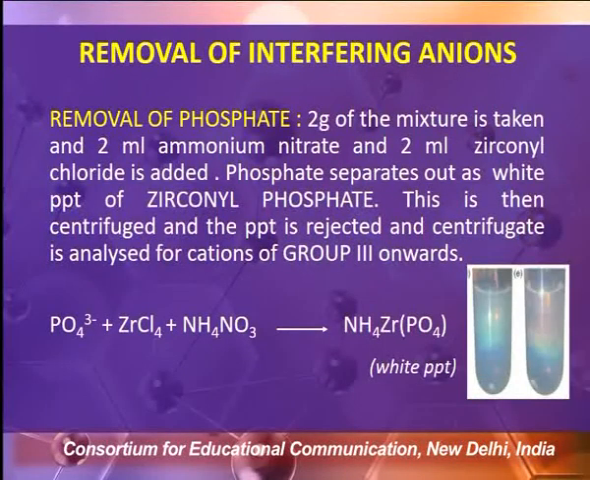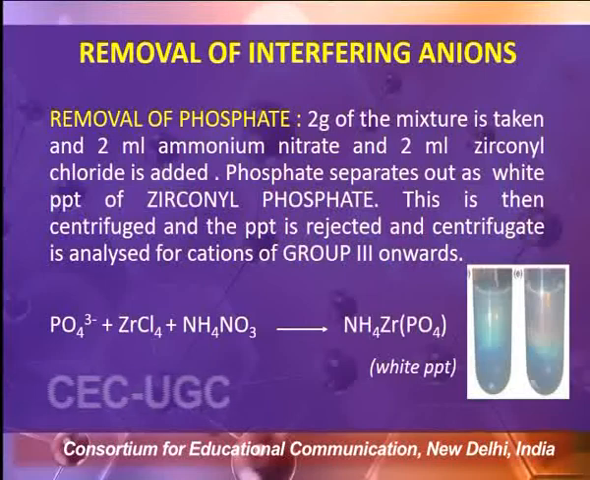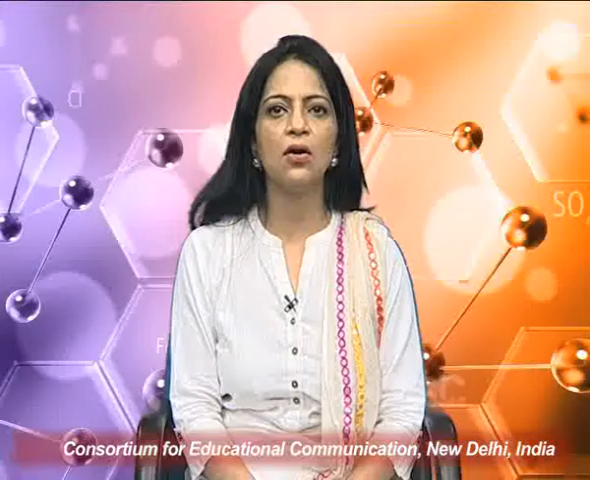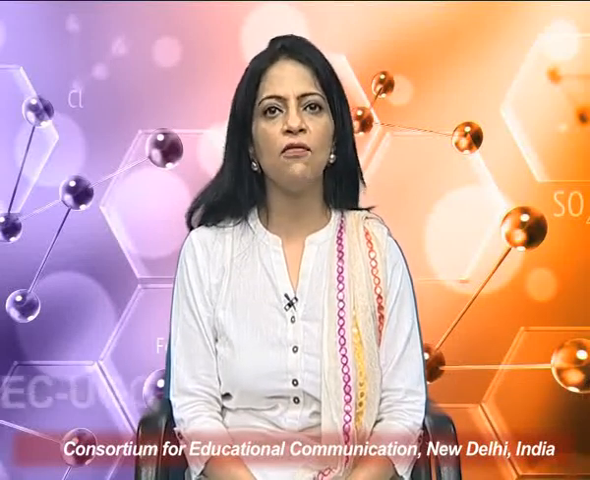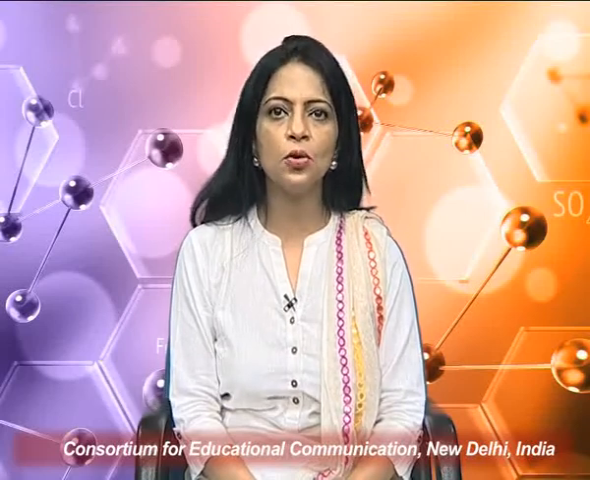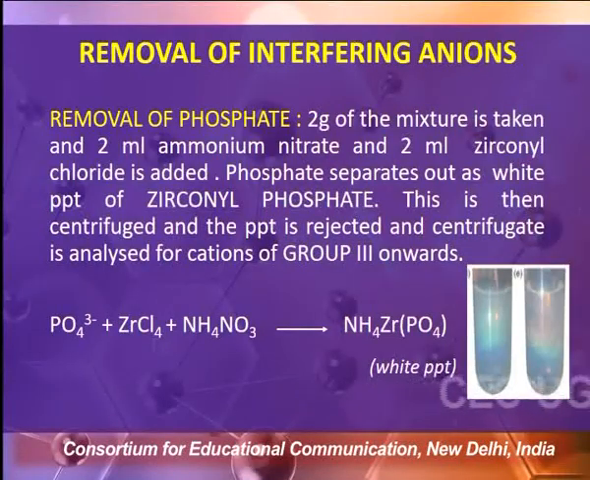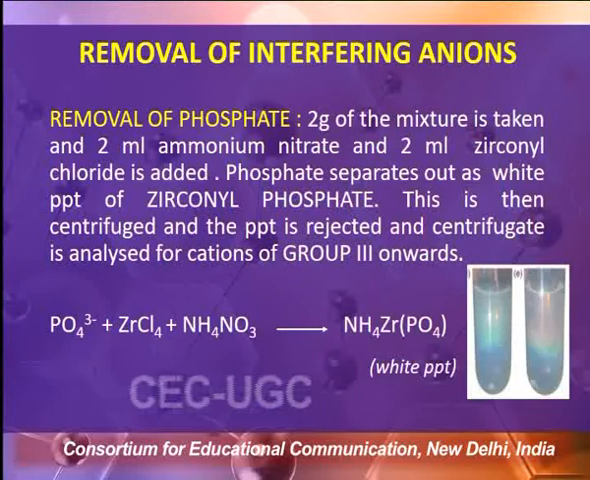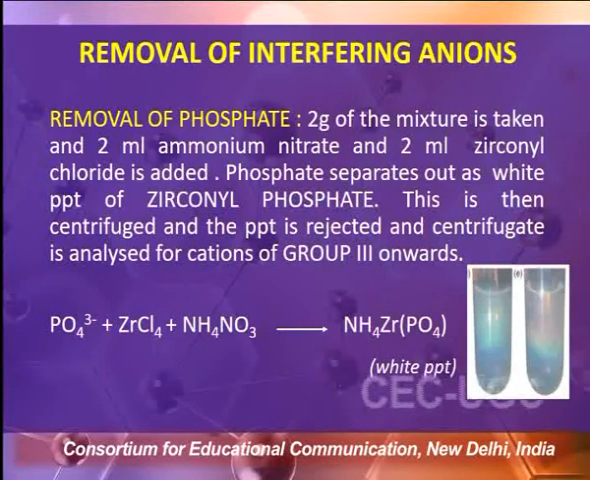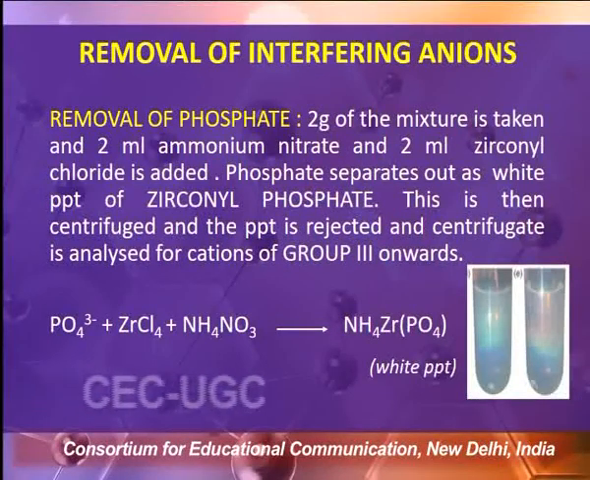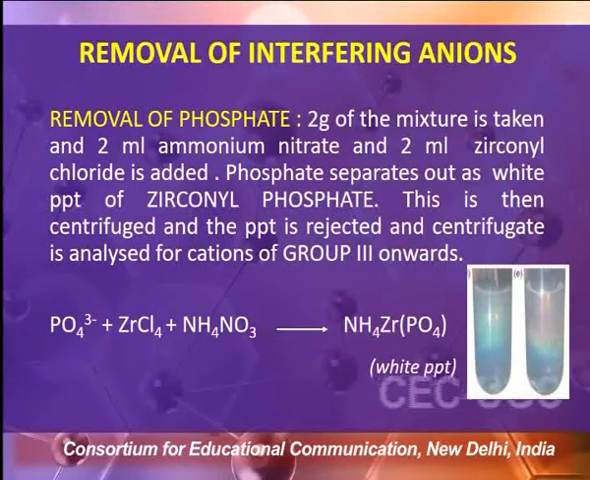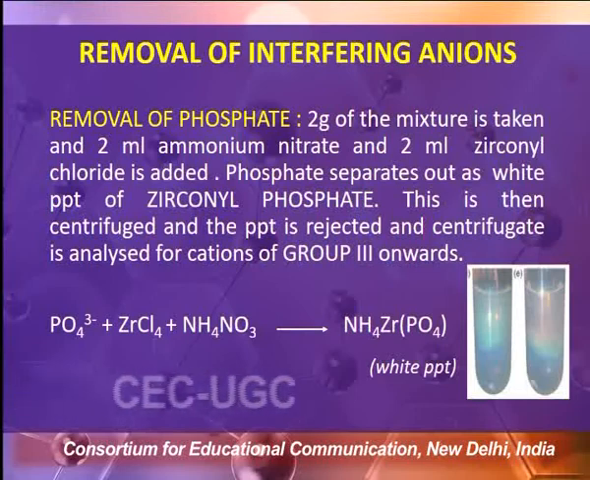The next interfering anion which needs to be first removed from the mixture before proceeding on for the analysis of group 3 is phosphate. So, for the removal of phosphate ions from the mixture, 2 gram of the mixture is taken and to it 2 ml of ammonium nitrate and 2 ml of zirconyl chloride solution is added. Phosphate ions separate out as white precipitate of zirconyl phosphate. This is then centrifuged and the precipitate is rejected, and the centrifugate is analyzed for the cations of group 3 onwards.